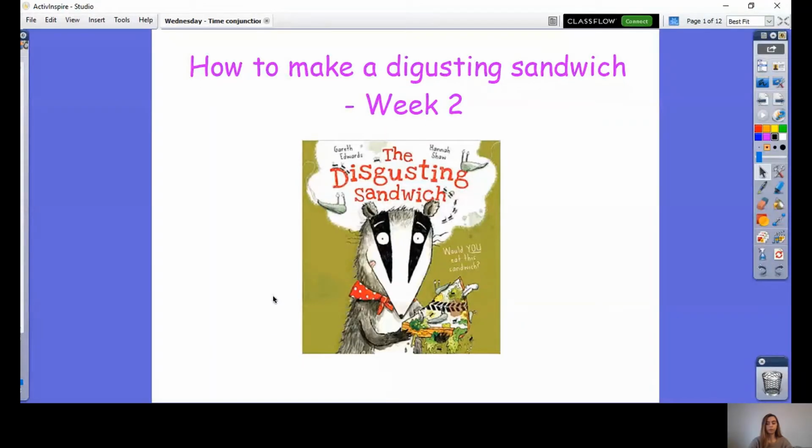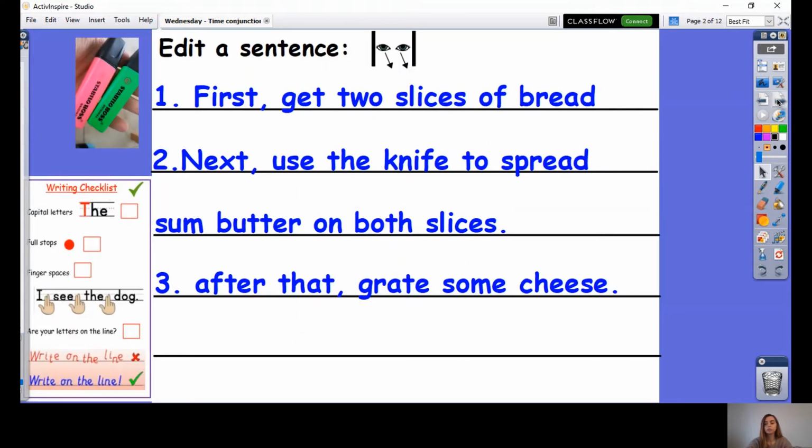Good morning, Year 1. We are continuing to write our instructions for how to make a disgusting sandwich. First, we have our do now, where I need your help to edit this sentence. I have 3 mistakes I need to be fixed. I will read our text first, and this is part of our method.